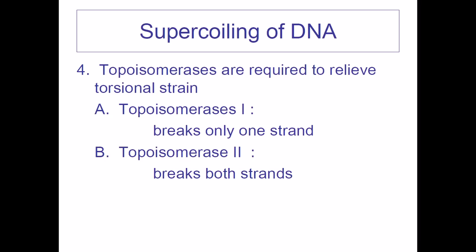So anytime you need to form a superhelix or supercoil, or if you need to break a supercoil, we require topoisomerase proteins. Topoisomerase 1 breaks only one strand and passes it along with the other strand to change the linking number. On the other hand, topoisomerase 2 breaks both the strands together, then passes them along with each other to change the writhe.